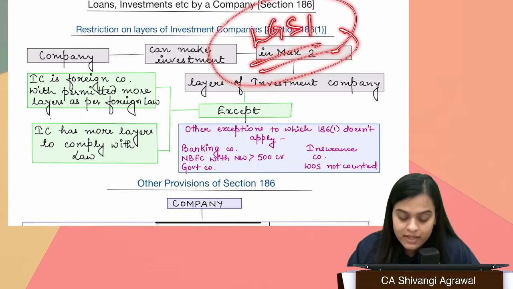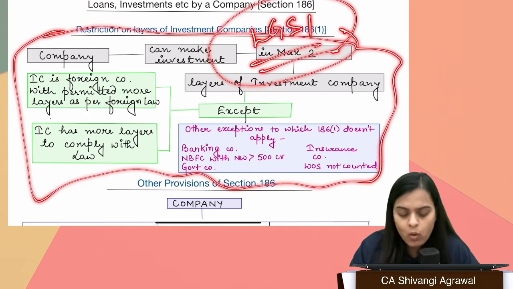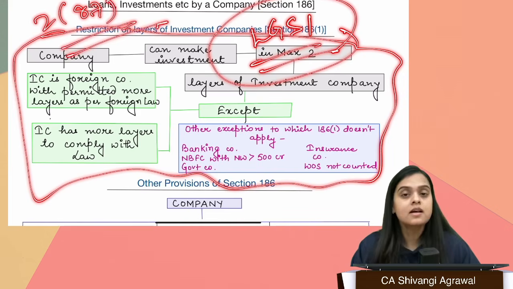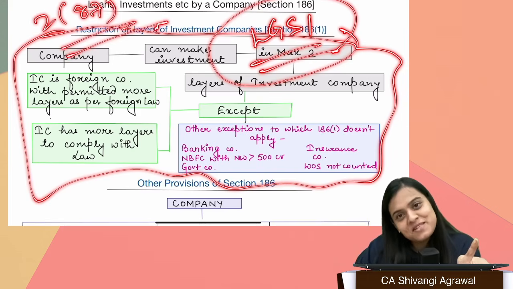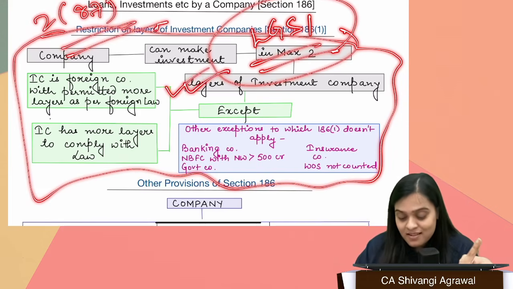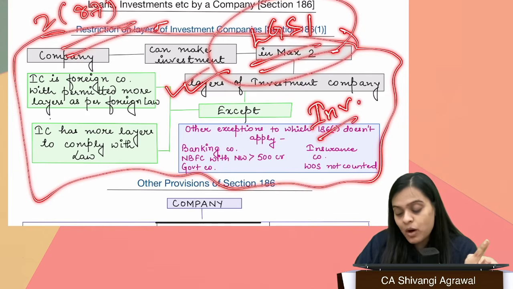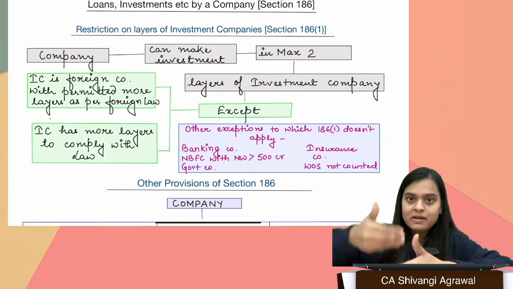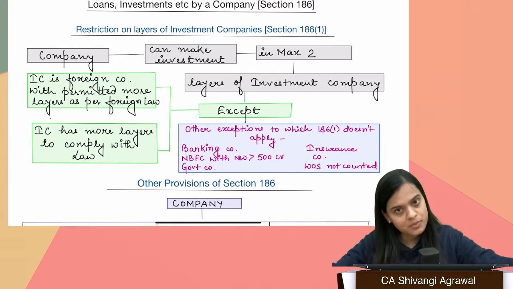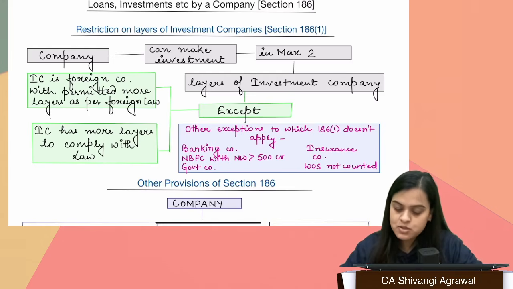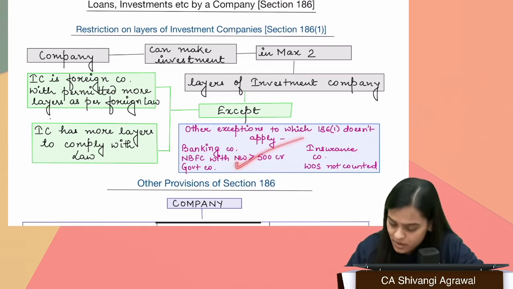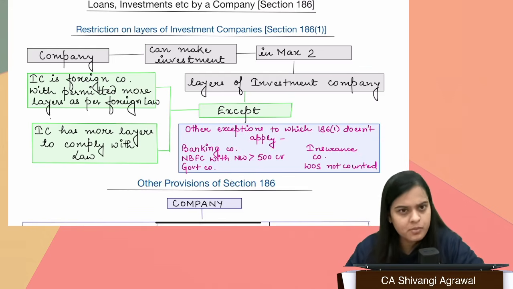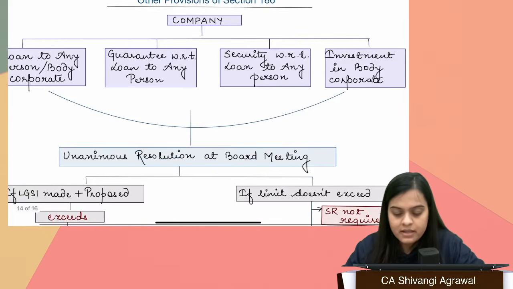LGSI. Before that, we have a small thing which we have already discussed when we were discussing the definition of subsidiary company, that you can't have more than 2 layers of subsidiaries. Now here, they talk specifically about the investment company. So company, you can make investment, but in maximum 2 layers of investment companies. This is not applicable to banking company, insurance company, wholly owned subsidiary is not counted, NBFC with net worth of more than 500 crore, government company, not applicable.